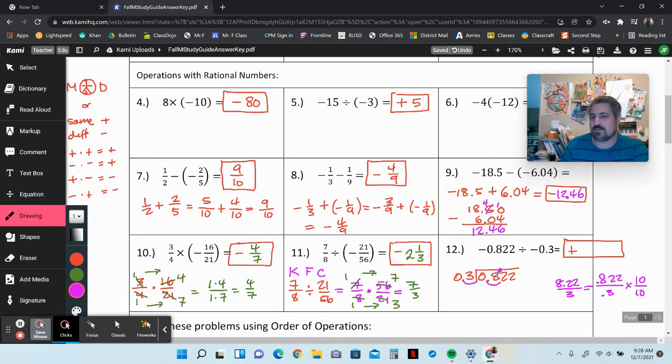So 3 goes into 8 how many times? That would be 2. That's going to be 6. There's 2 left over. And then bring down the 2. 3 goes into 22 7 times. That's 21 with 1 left over. And then bring down the 2. And then 3 goes into 12 how many times? 4. And 3 times 4 is 12. There's nothing left over. So you are done.